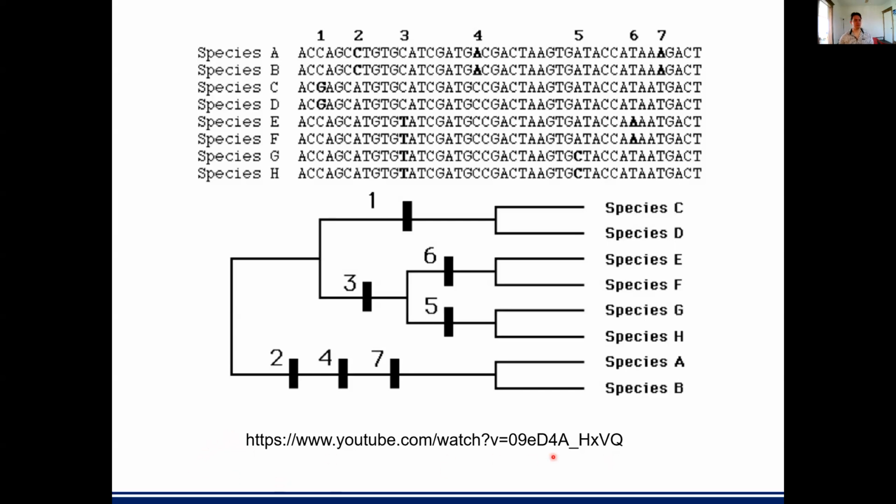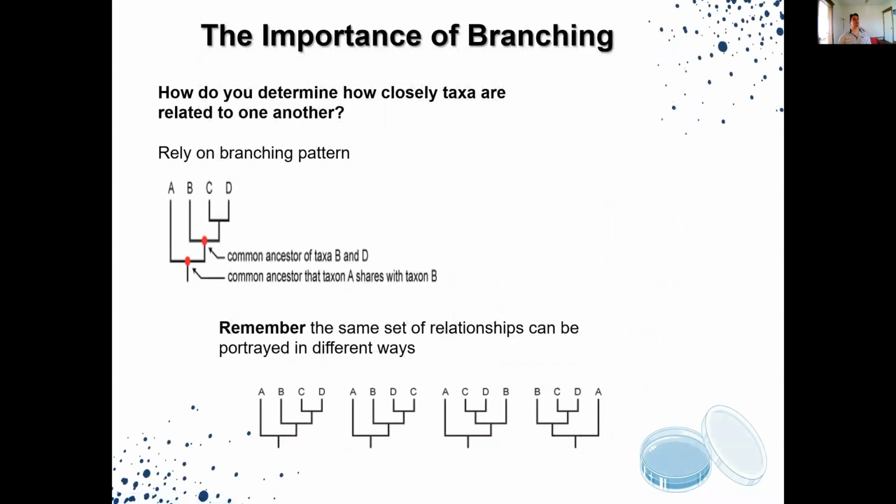Something that I do wish to note, though, is that the tree itself can differ, and it could still be correct in how you arrange your branches. To explain that, we're going to be looking at the importance of branching. My first question on this slide is a really important one. How do you determine how closely taxa are related to one another? The answer is that you rely on the branching pattern. That is what is telling you how closely organisms are related.